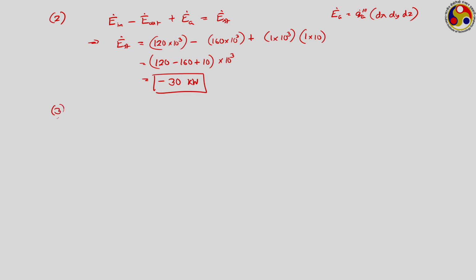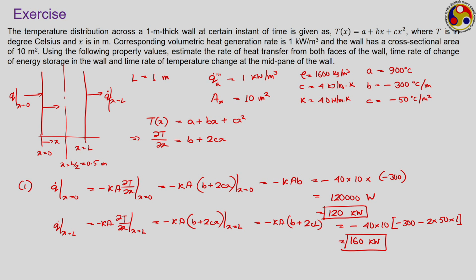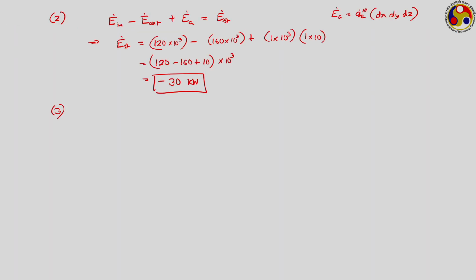Now, come to part 3. In part 3, you have to calculate the time rate of temperature change at the mid plane of the wall. So, let us go to the heat diffusion equation. The general heat diffusion equation for one dimensional isotropic material, how can we write this?